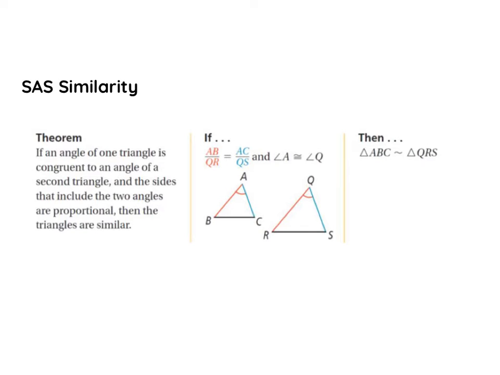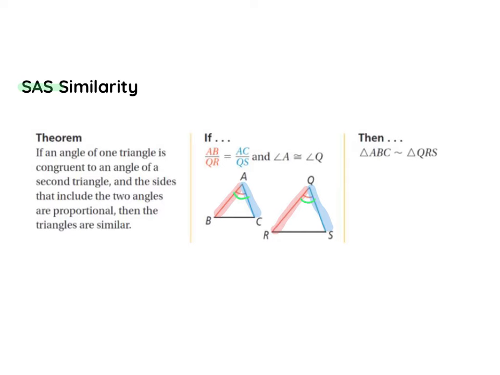Okay, getting into another similarity shortcut, we have side angle side. So again, just like what we did when we did congruence, I have one side proportional to another side. I have this side proportional to the other side, meaning they have the same ratio. They're not going to be the same.